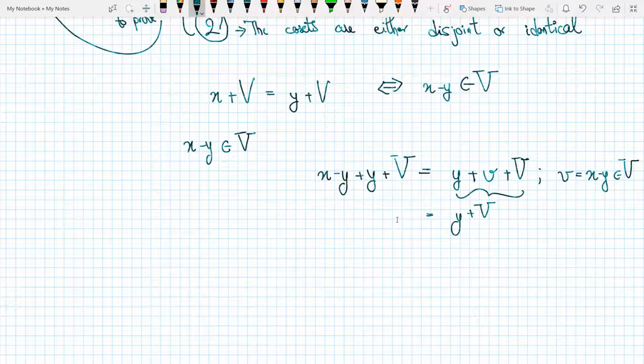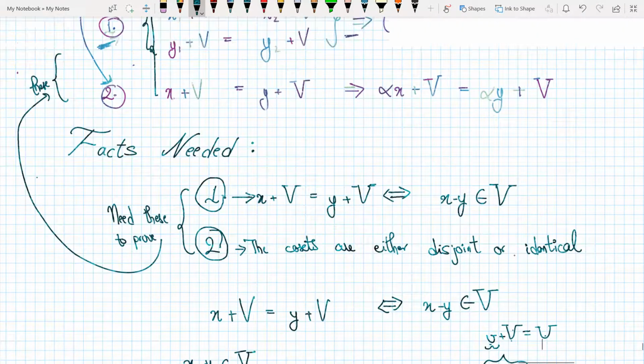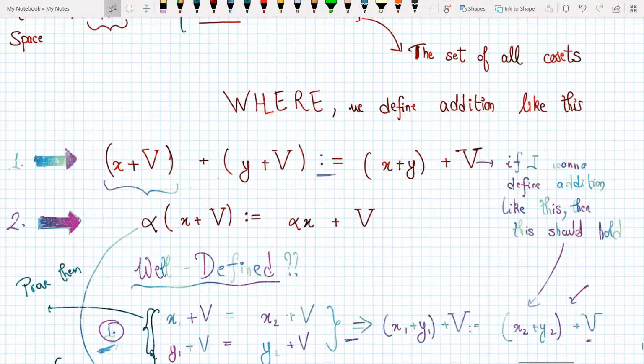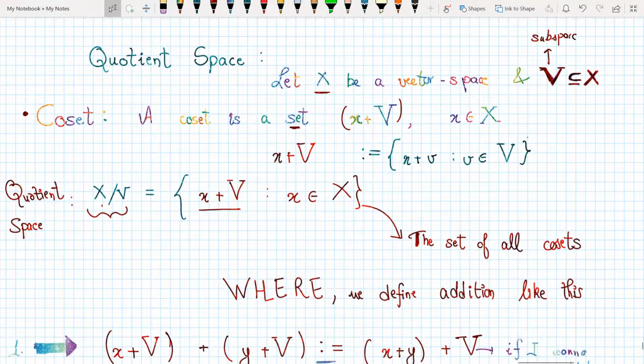Now what's happening here is, this quantity y plus capital V is exactly equal to V, because when you add an element of a subspace to the space itself, it's all of that subspace. And the other fact that we need is that the cosets are either disjoint or identical. So that's the other fact that we need. So let us look at it again.